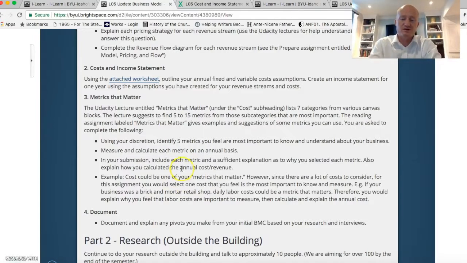And then you're going to fill all that out. Follow the rest of the instructions in the assignment. But there's the instructions for you.